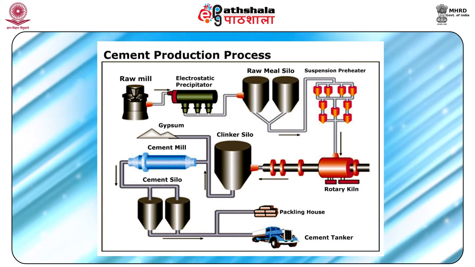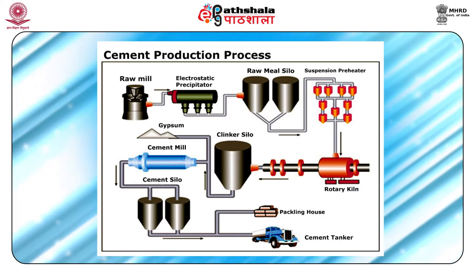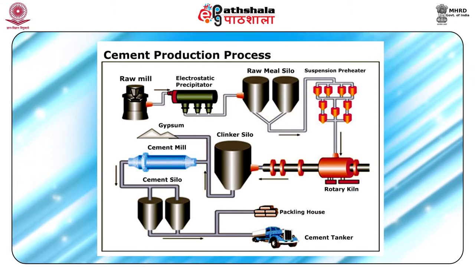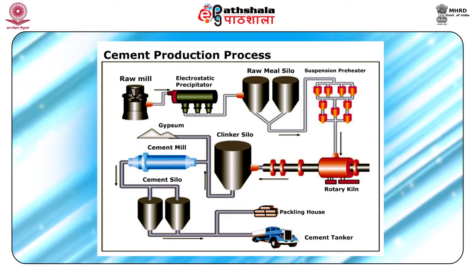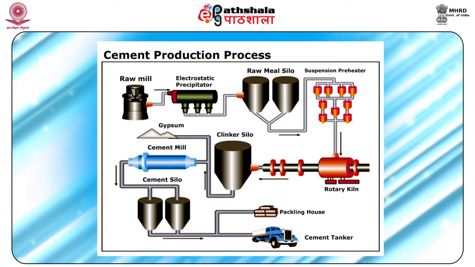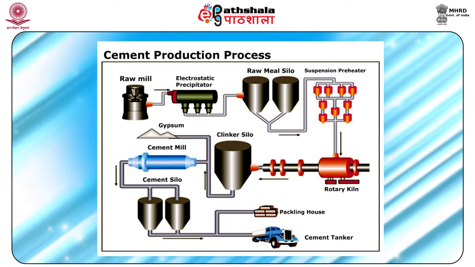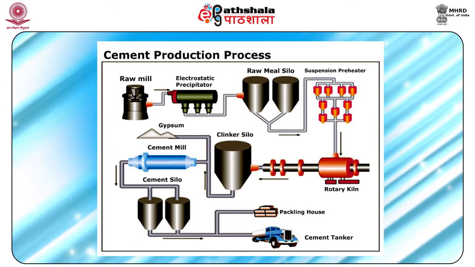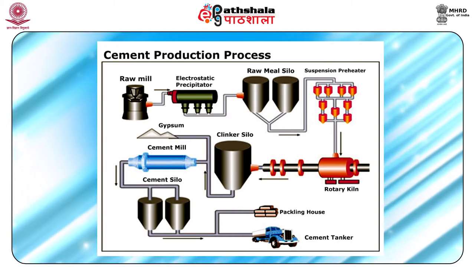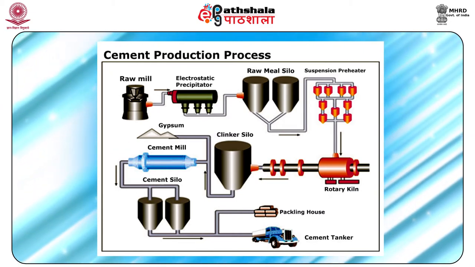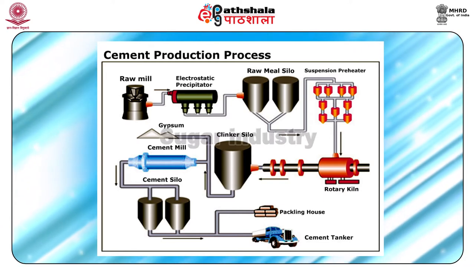The raw material is introduced into the mill, from where it passes to electrostatic precipitator. Then it passes on from the raw mill silo. It is passed on to suspension preheater and then mixed in a rotary kiln. From here, it is passed on to the clinker silo, mixed with gypsum, and further moves on to cement silo. From the cement silo, the ready cement is packed into packing houses or loaded into cement tankers.